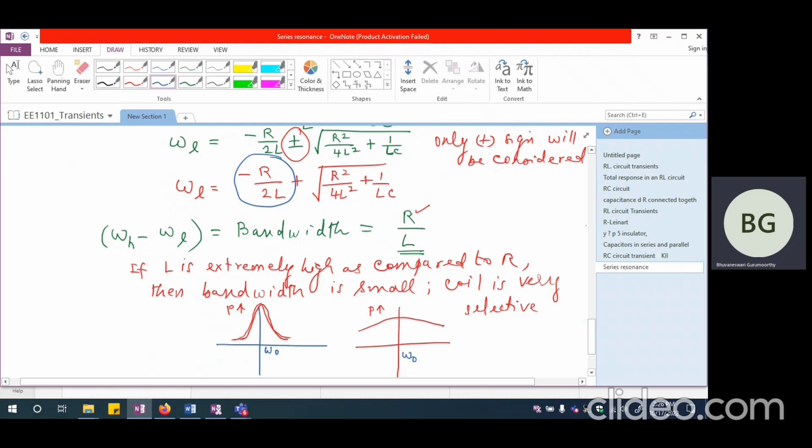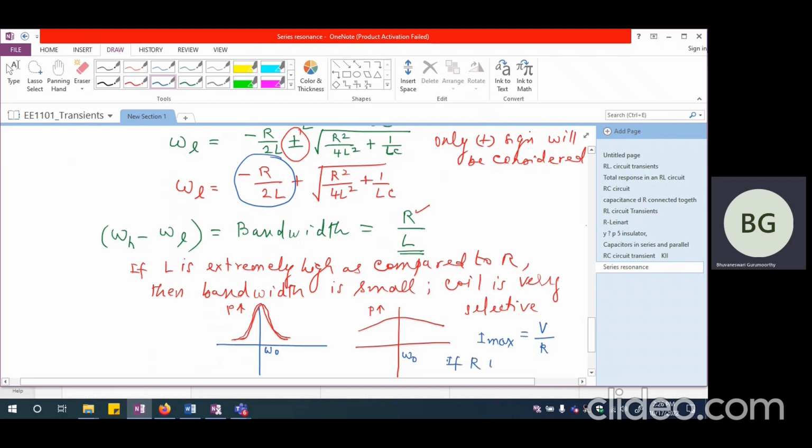Also, if the resistance is large, I max is going to be equal to V divided by R, because at resonant condition, the impedance is only resistive, nothing else. Because of that, I max will also be lower.